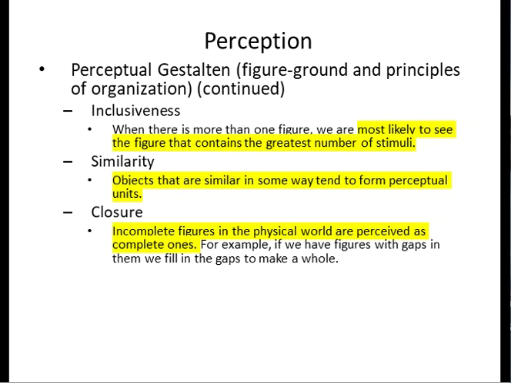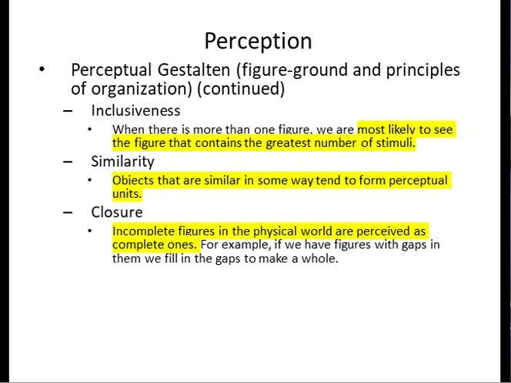Let's say you're out in an office park somewhere and you see a bunch of people leaving that are dressed quite similar to one another, you'll probably say they work at the same place or are part of the same club or association because of that similarity in the style of dress. So objects that are similar in some way tend to form a perceptual unit.